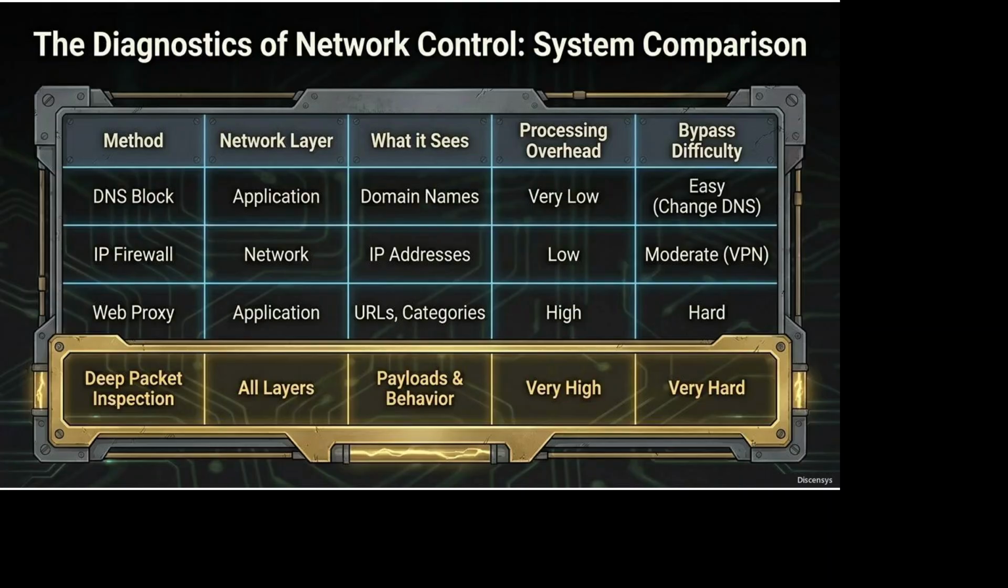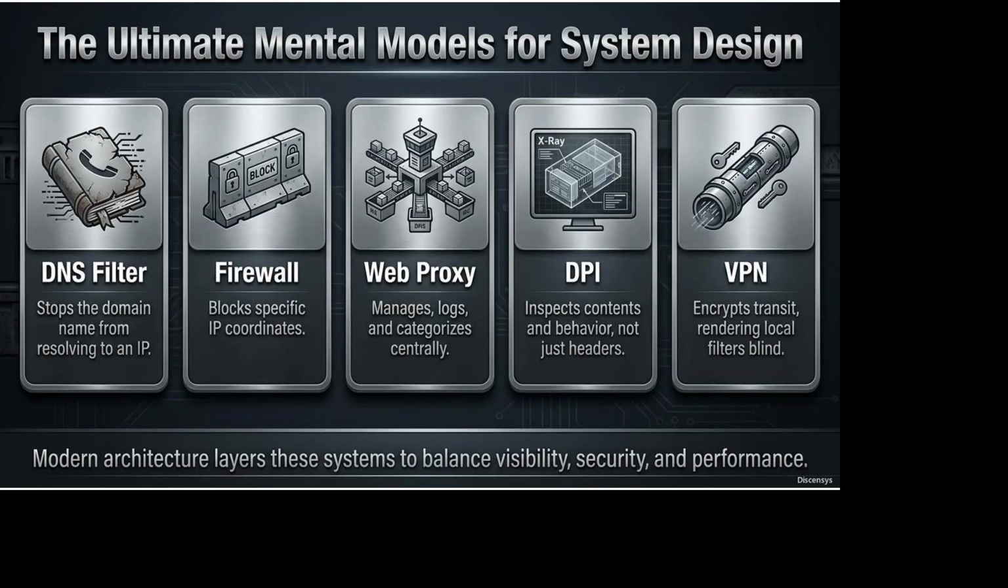Now, coming to deep packet inspection, it lies over all layers, and what it sees: payloads and behavior. The processing overhead is very high, and the bypass difficulty is very high. So more visibility, more processing overhead, and then let's summarize everything using simple mental models. The ultimate mental models for system design. And this is your recap slide, right?